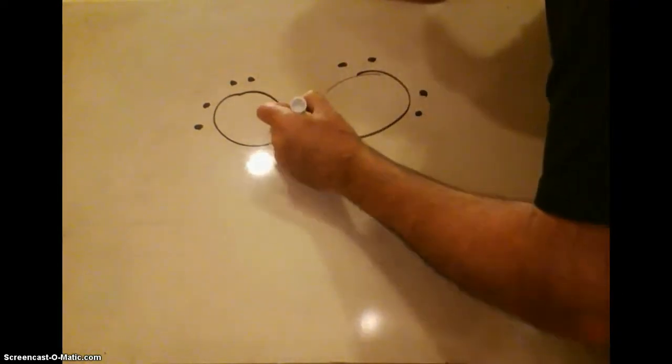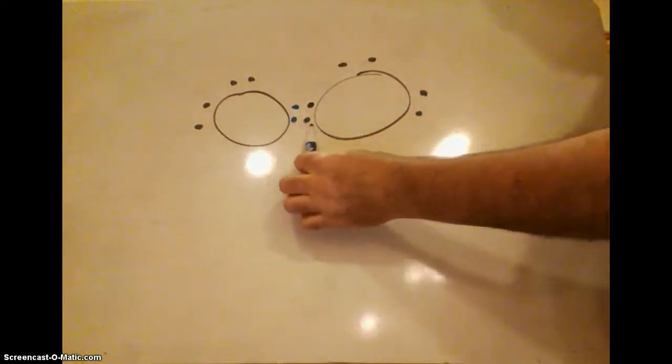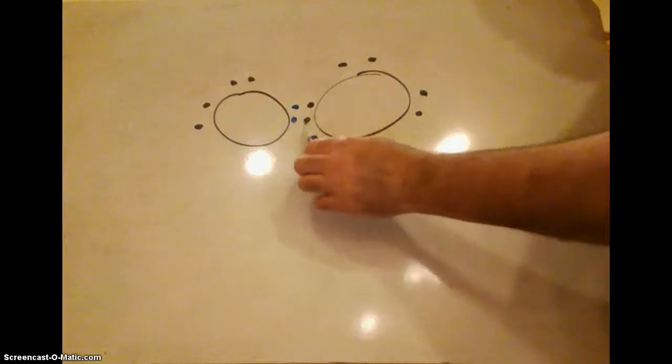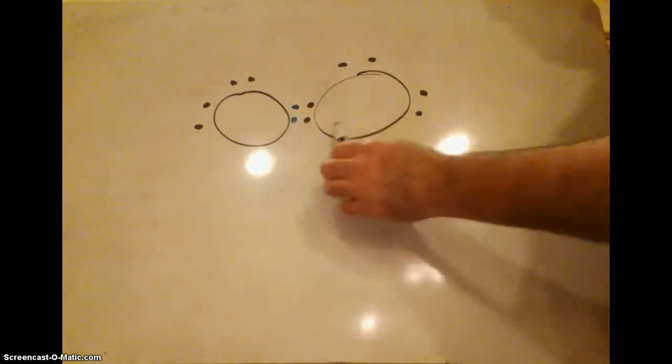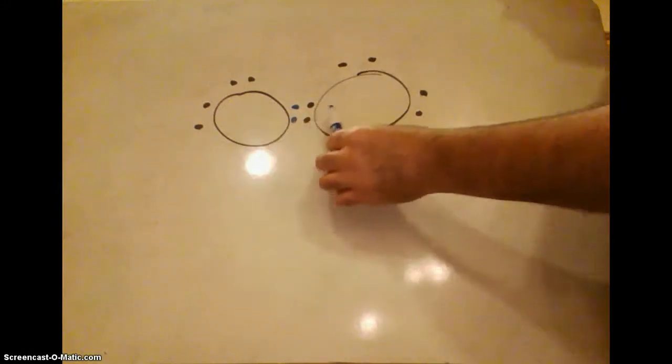So I place them together, and what I end up with is 2 shared pairs. So here's one shared pair, and here's the other shared pair right here. So 2 shared pairs for a total of 4 electrons in the middle that are being shared by both, or that belong to both, if you want to look at it that way.